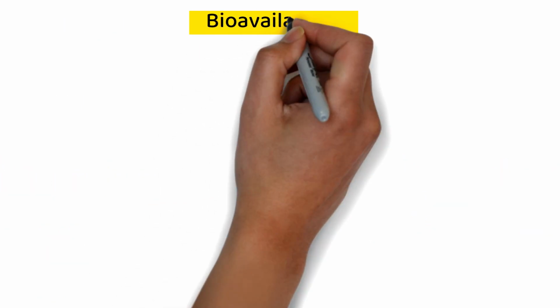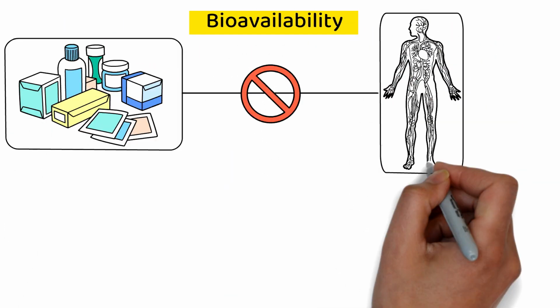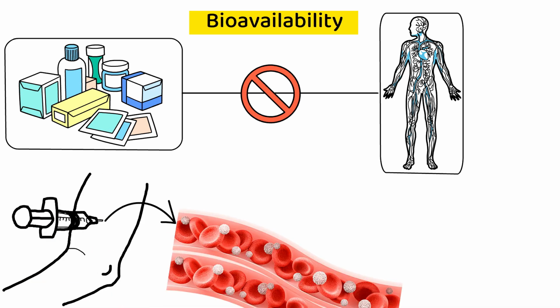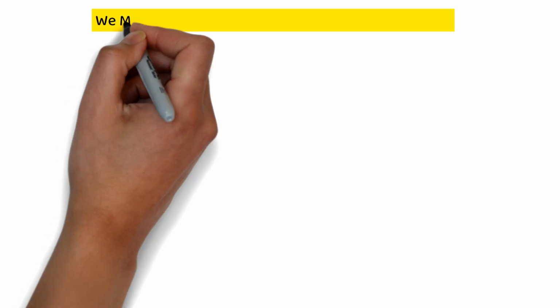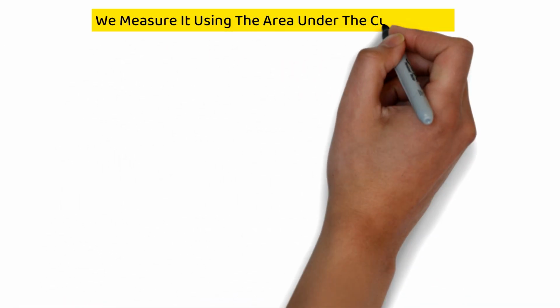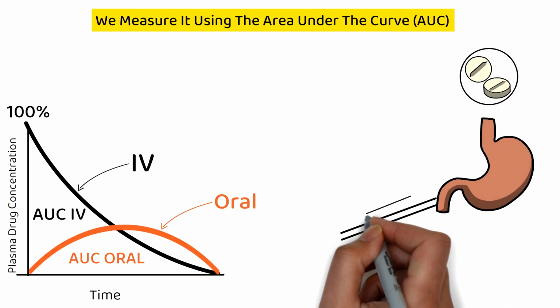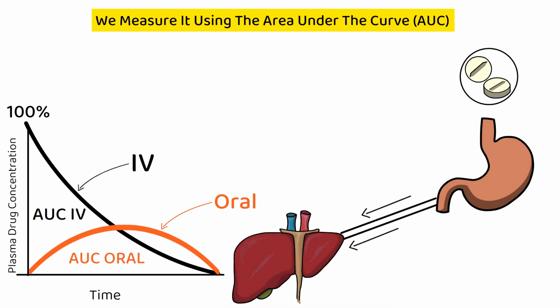Bioavailability. Not all drugs reach circulation though. That's where bioavailability comes in. It tells you the fraction of the dose that enters the bloodstream unchanged. We measure it using the area under the curve, or AUC. IV drugs have 100% bioavailability, but oral drugs lose some to enzymes and first pass metabolism in the liver.